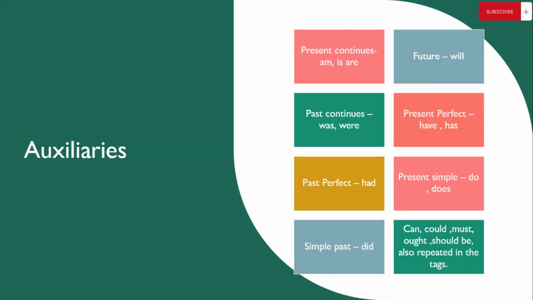Here are the auxiliaries we use in each tense. Apart from these auxiliaries, you can use can, could, must, ought, and should in question tags.